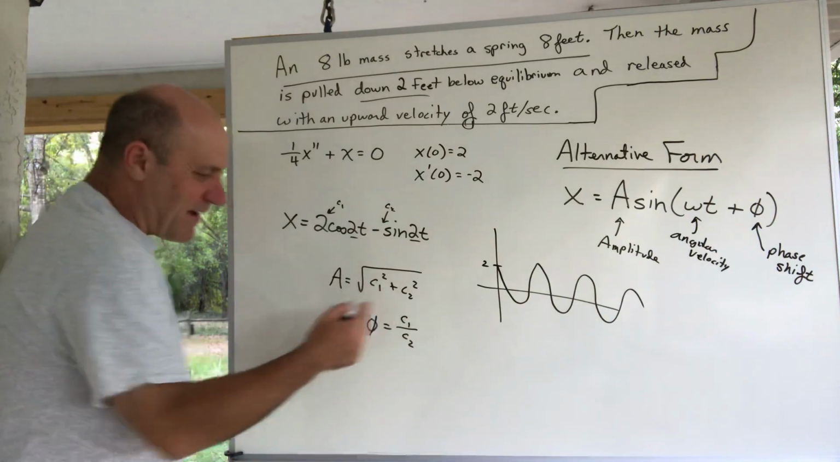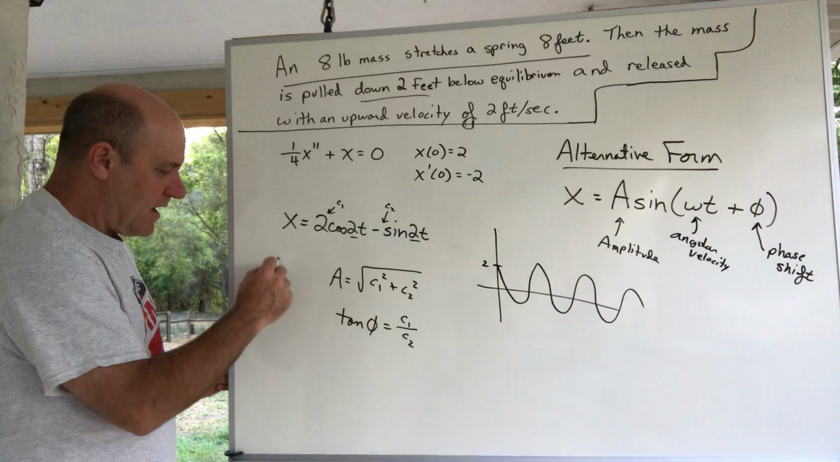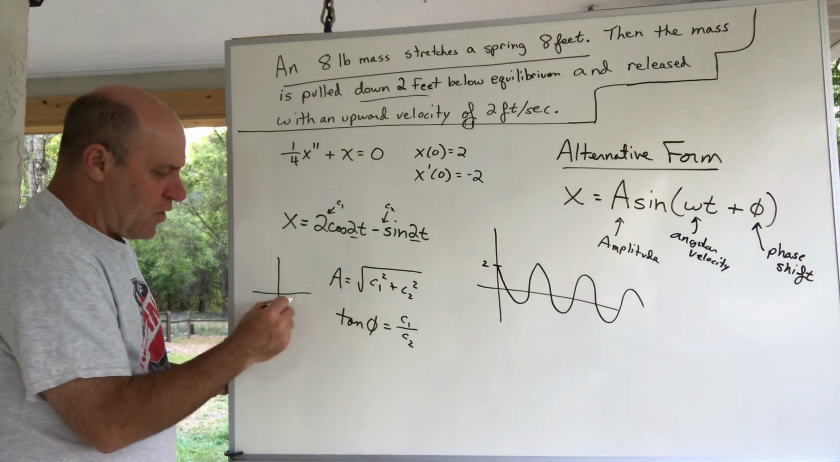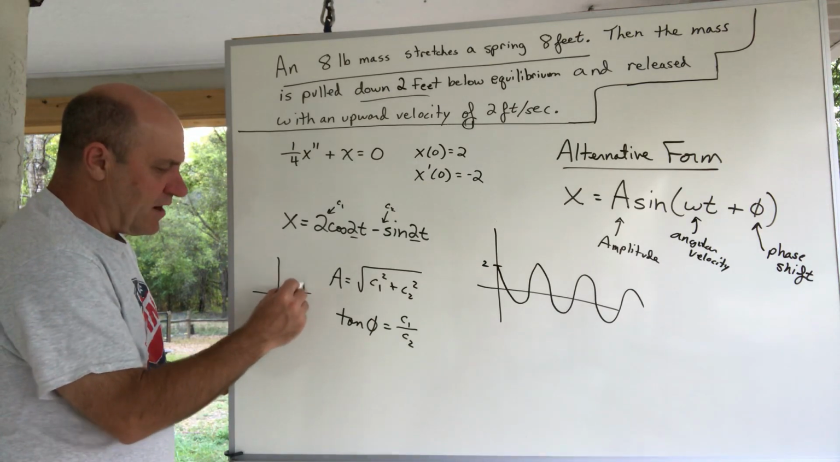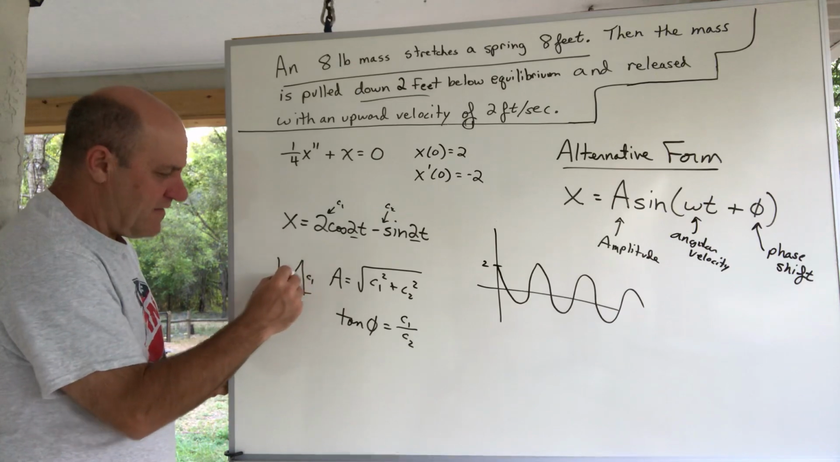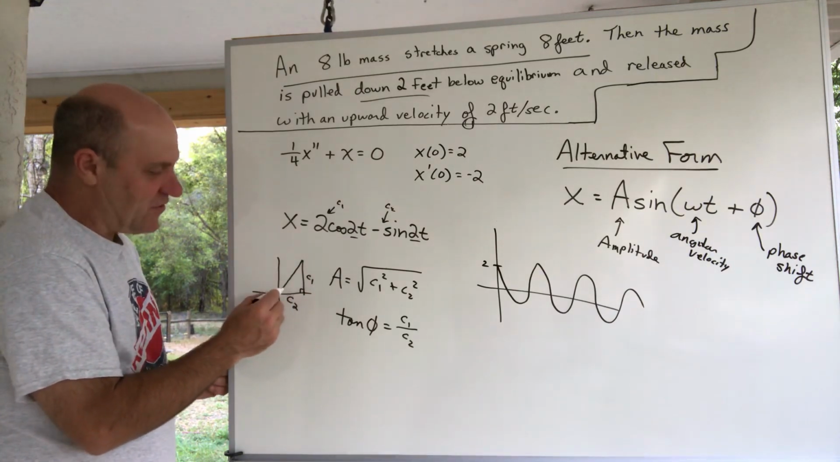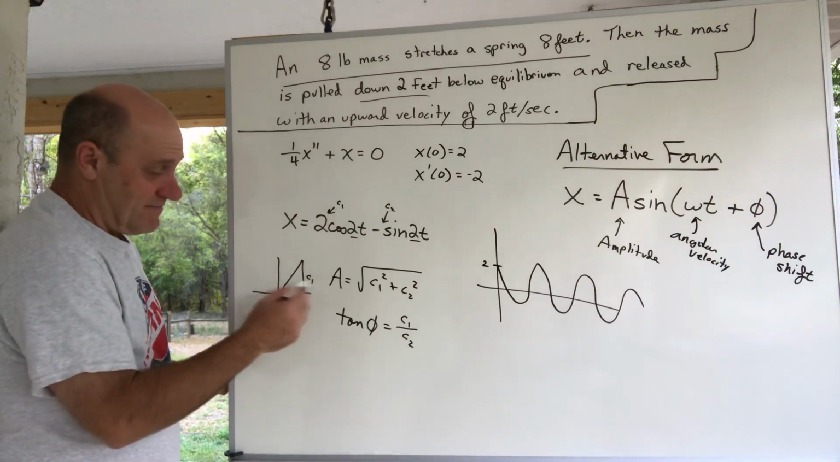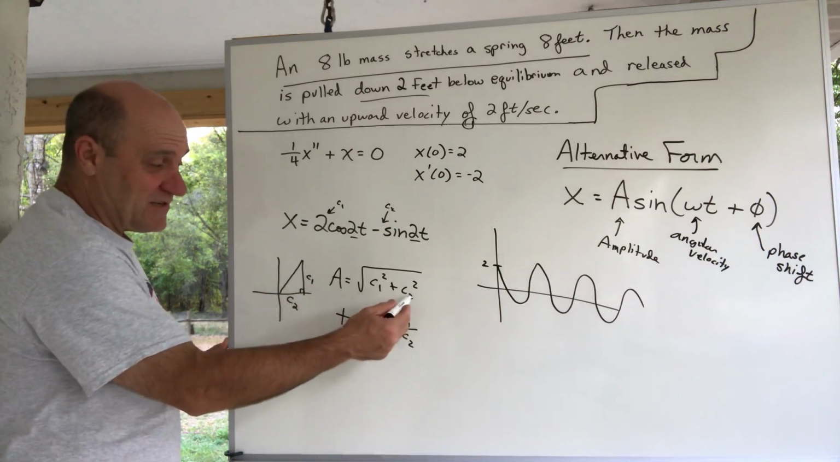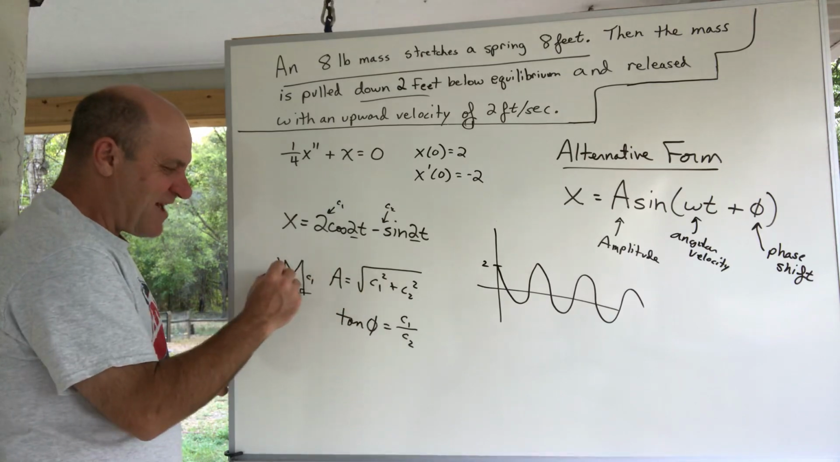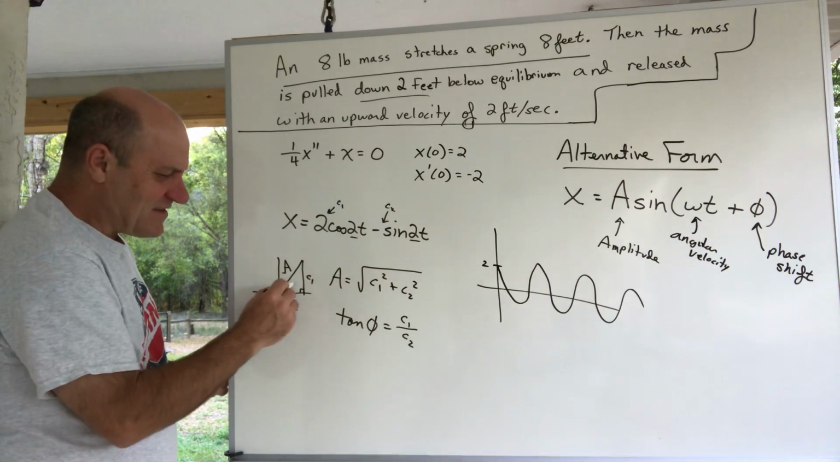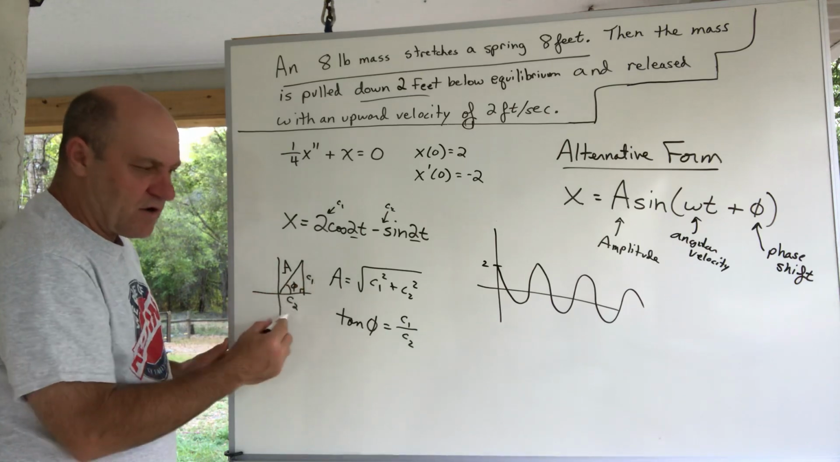One way to think about these is to think of this picture. If you go over C2 and up C1, then the hypotenuse of this triangle is the square root of C1 squared plus C2 squared. That's the amplitude A. And that's the phase shift phi, that angle phi. The tangent of phi is C1 over C2.